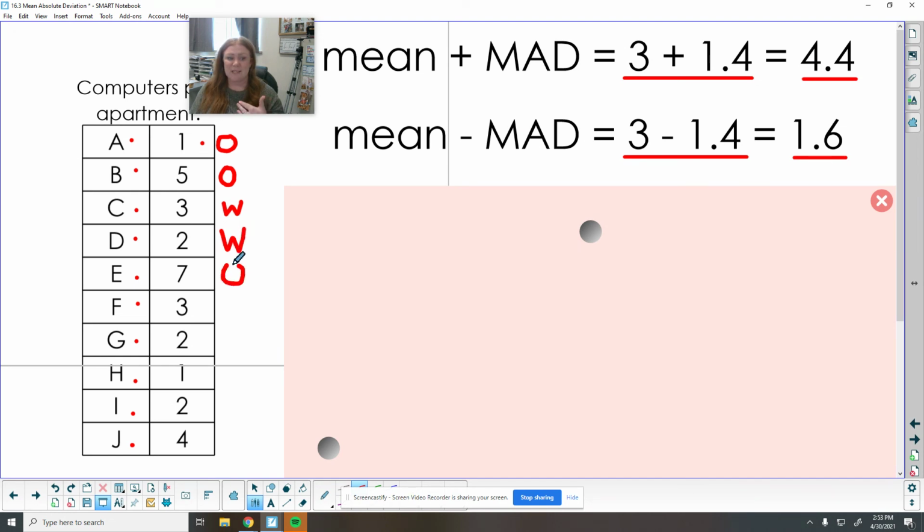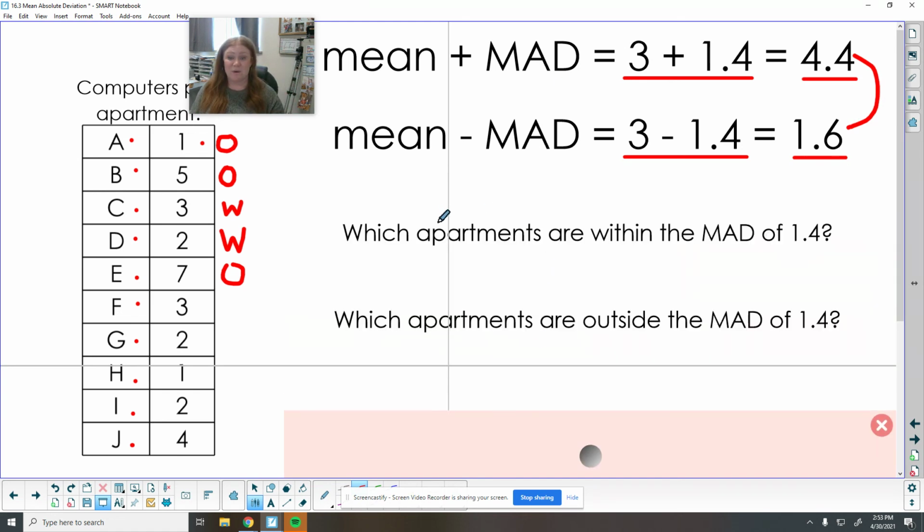7 is outside. So I'm going to let you finish and decide, are these numbers of computers within this range, or is it outside of that range? Go ahead and finish and decide which apartments are within the mean absolute deviation, between 1.6 and 4.4, and which ones are outside of that mean absolute deviation.